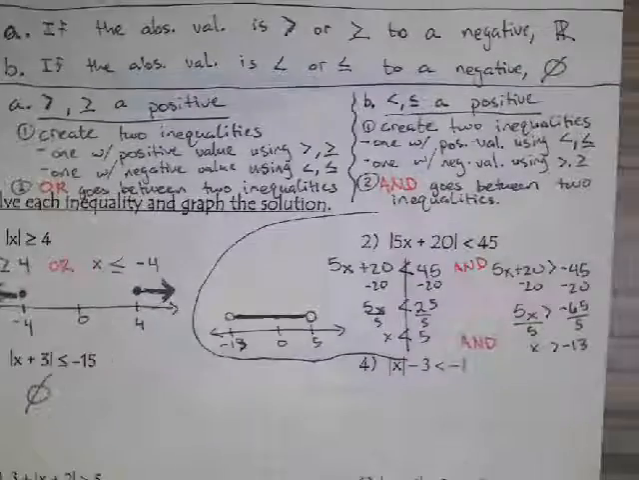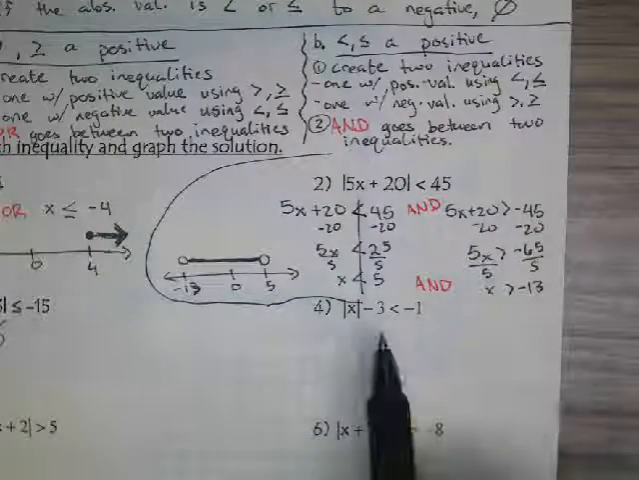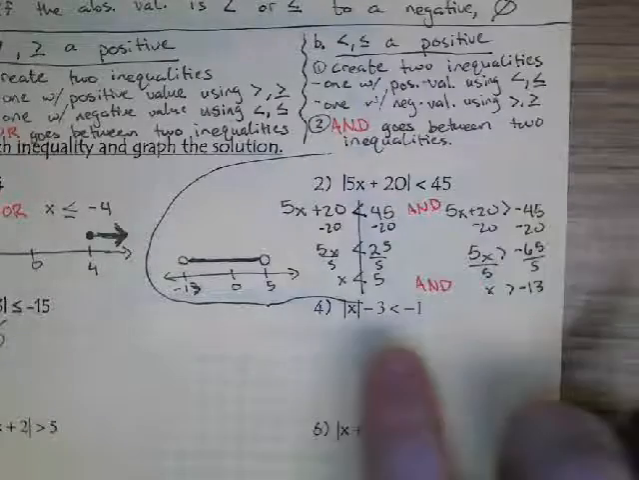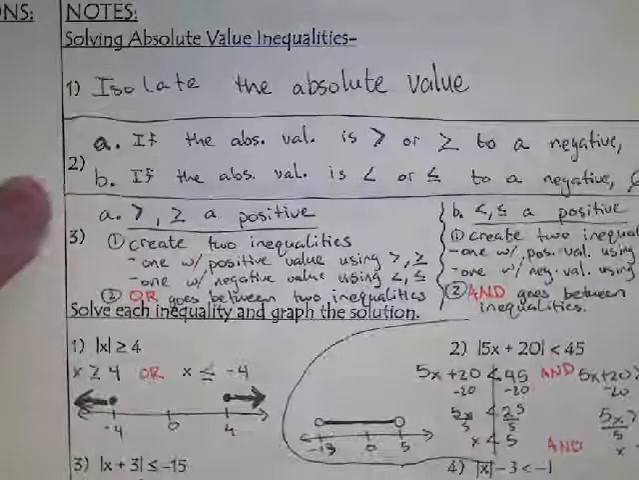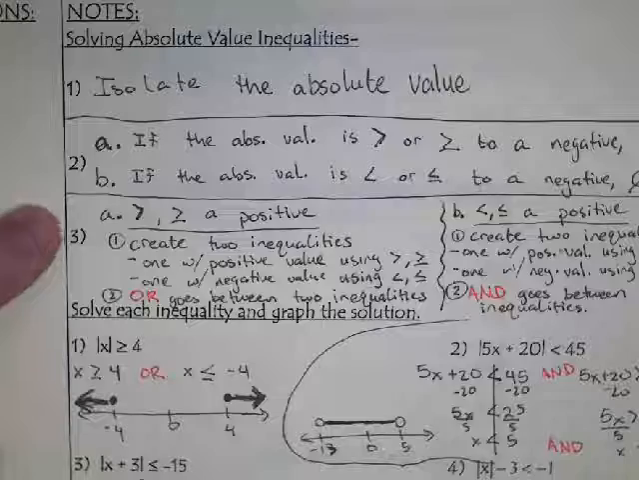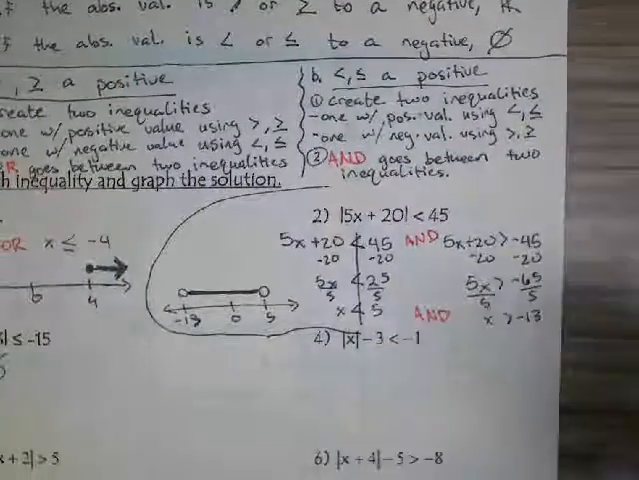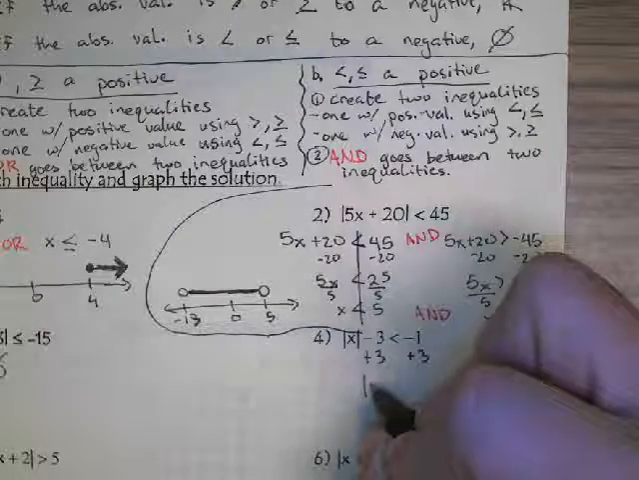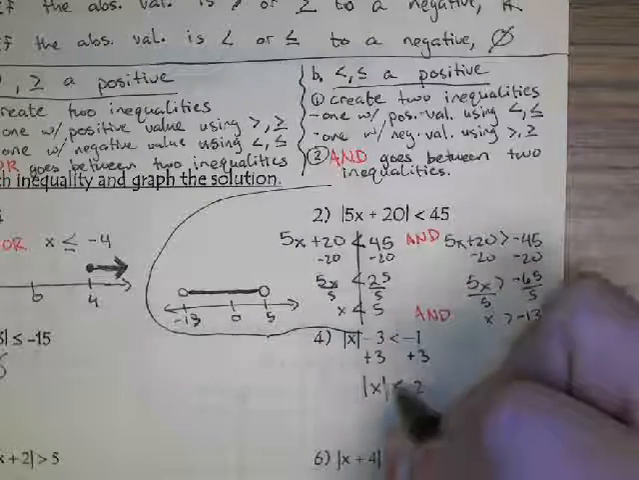Okay, let's look at number 4. Here's a case where we actually have to isolate the absolute value before we can even start thinking about this. I can't make a decision on if I'm using 2 or 3 yet, because first I have to isolate my absolute value. So let's isolate the absolute value. I'll add 3 to both sides. Now I have the absolute value of x is less than negative 1 plus 3, which is 2.